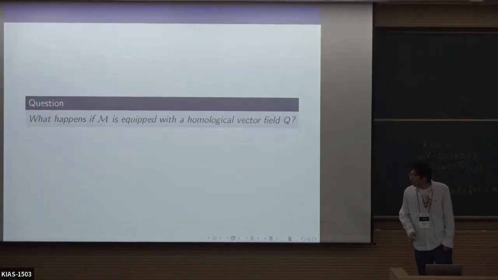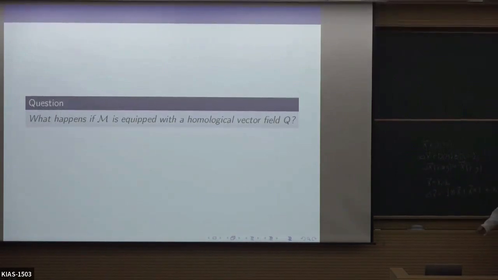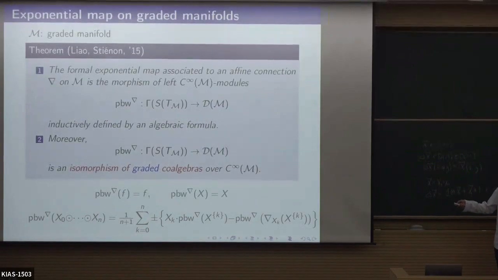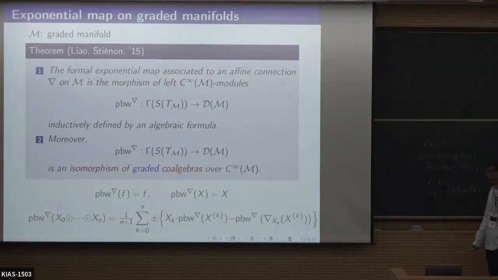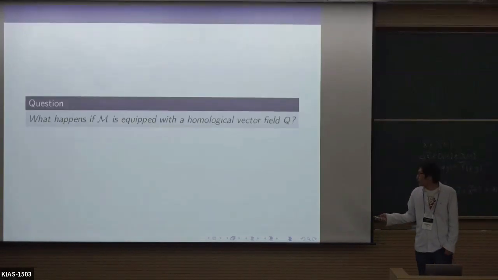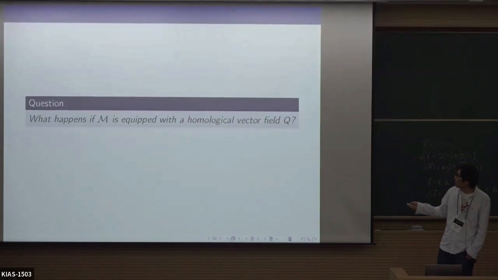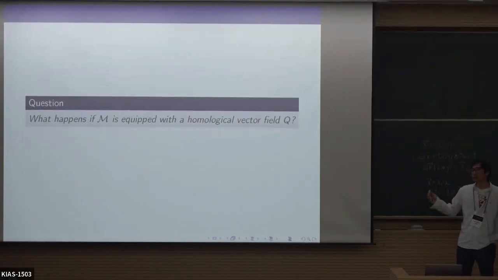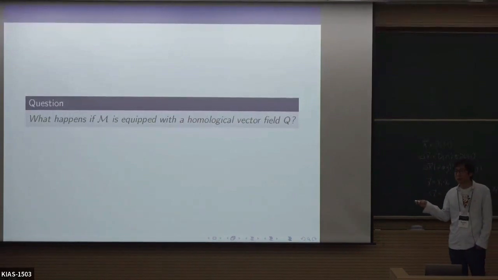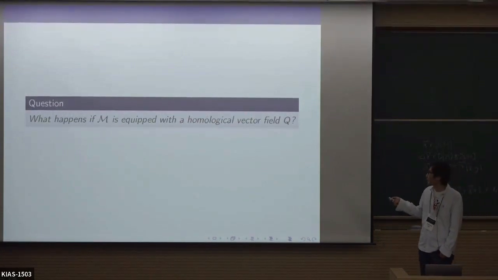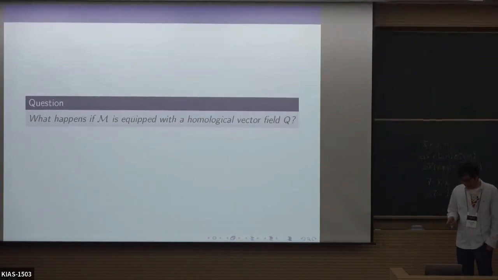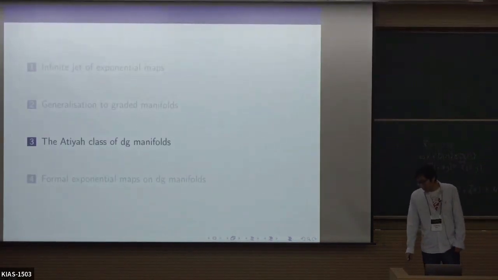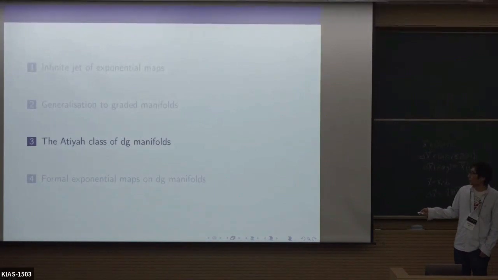Okay, so the question is, the whole thing that we did here does not involve any homological vector field. It only cares about the graded manifold, which I defined as a graded vector bundle. And what happens if I have a homological vector field, so that some information on Q is on both sides, and does the PBW map preserve that structure coming from the homological vector field? That is the question. So I want to answer this question, and the necessary concept was something called the Atiyah class.